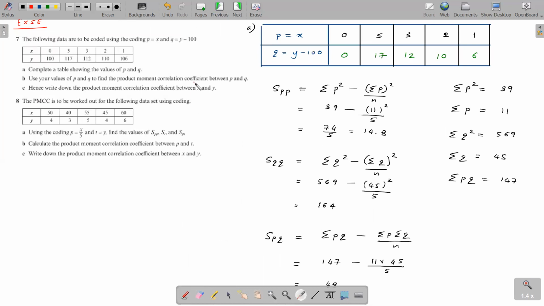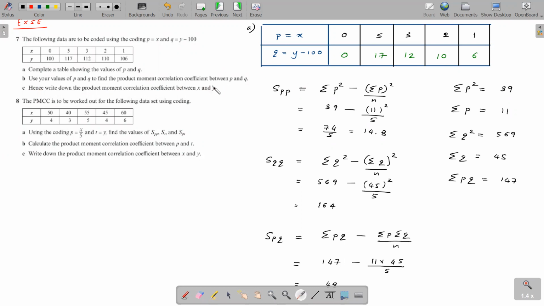And they're asking you, okay, guys, now look. Remember, we did not work with the original data. Your original data is XY data. We worked and got everything for the coded data. So now we got the product moment correlation coefficient also for the coded data. But now look at part C, they say, hence write down the PMCC, the product moment correlation coefficient between X and Y.